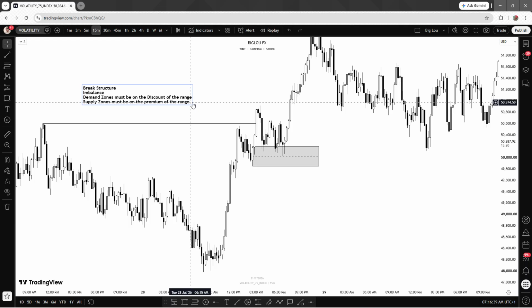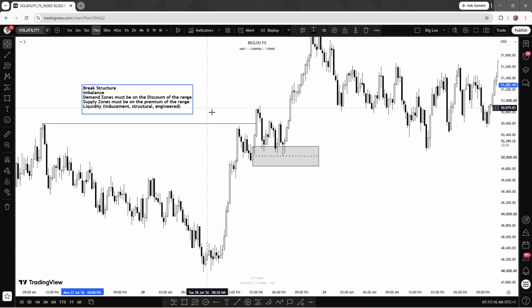And to add some more to it, it must have some form of liquidity. This liquidity could be an inducement liquidity, a structural liquidity, or an engineered liquidity. Inducement, structural, and engineered. However, you need to learn all this. So it must have liquidity, and I think that is it.